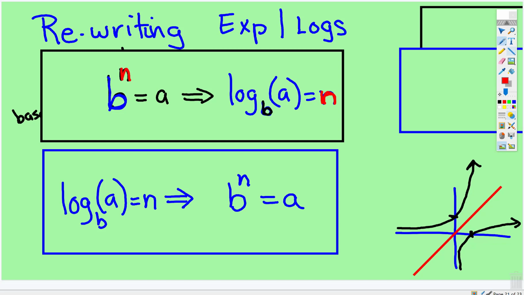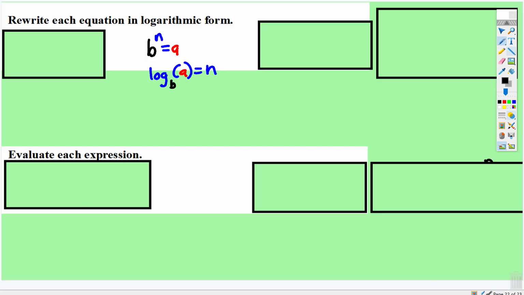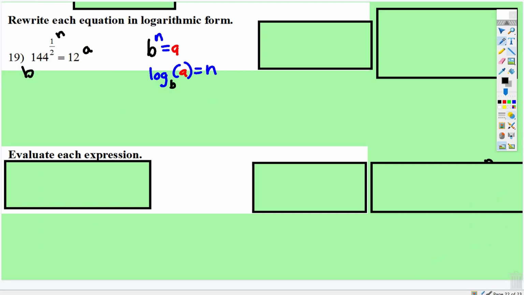If it starts out as a log, log base b of a is equal to the exponent n. b to the exponent of n is equal to a. So let's do an example. And I went ahead and wrote the conversion right there. So we have an exponent: 144, which is the b, to the exponent of 1/2 is equal to 12. Now we want you to rewrite that in logarithmic form.